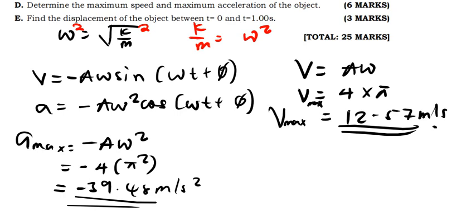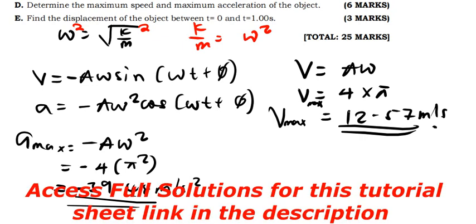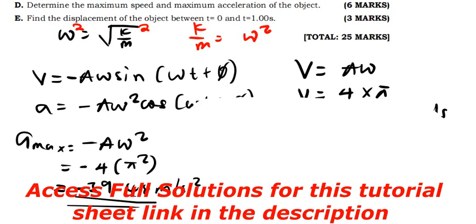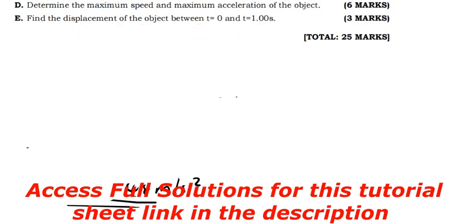Okay, now let's go to part E. Part E is saying find the displacement of the object between t equal to 0 and t equal to 1. So this question is not that complicated, but we just have to understand a few concepts. For example, the first concept that I want you to be familiar with: we want to find the change in x, because we've got two times. So the first thing I'm going to find is the displacement when t was equal to 1. Let me start with 1.